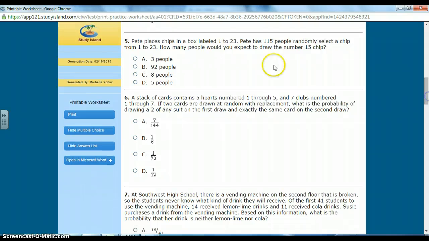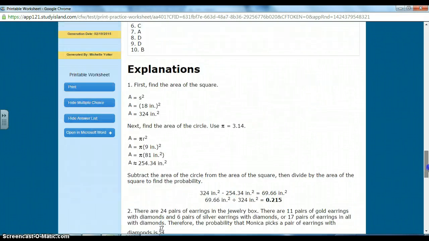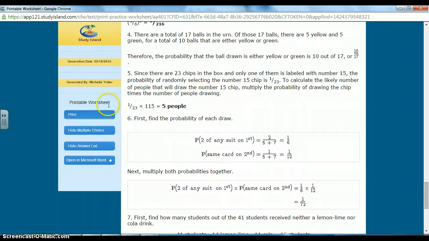Pete places chips in a box labeled 1 to 23. Pete has 115 people randomly select a chip from 1 to 23. How many people would you expect to draw the number 15 chip? That's 1 chip out of 23 chips, times 115 people is how you'd figure that out. So 1 out of 23 times 115 people gives you 5 people.